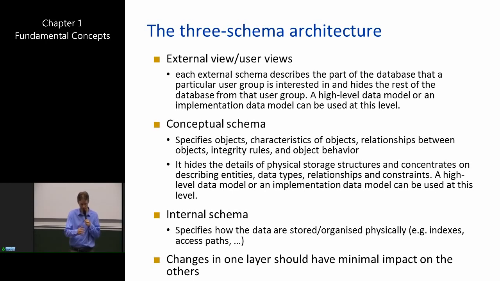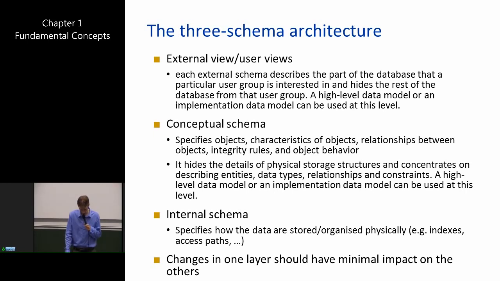Conceptual scheme is going to specify objects, students, professors, courses, buildings, characteristics of objects, student number, student name, relationships between objects. A student can take courses, a course can be followed by students. Integrity rules, like a professor should teach at least one course, a course should be taught by at least one professor, a student should take at least 60 study points of courses, and object behavior. Object behavior are small pieces of functionality that will allow you to do small calculations, for example. Maybe you want to calculate the average marks that students obtain for a particular course. Well, that's an example of object behavior.